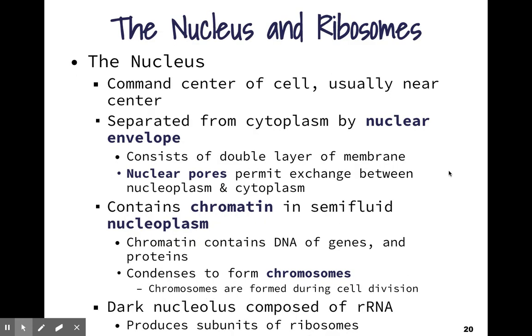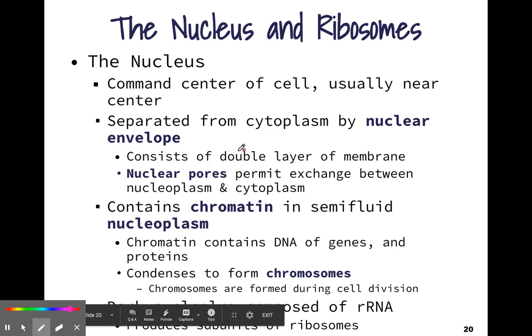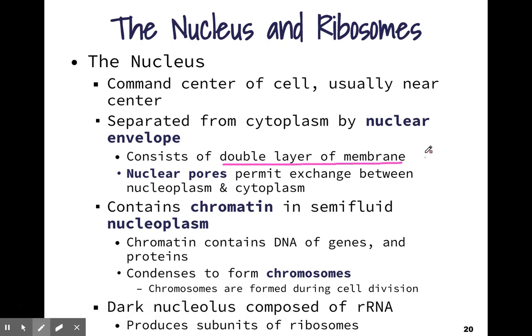All right, let's take a look at the nucleus and the ribosomes. The nucleus, as we know, is the command center of the cell. It's usually near the center. So make sure you can say that, nucleus. One more time, nucleus. Okay, good. It's separated from the cytoplasm by a nuclear envelope. It consists of a double layer membrane. Okay, notice here, double layer. So the outside of the nucleus is a double layer. So it's made up of, you guessed it, a phospholipid bilayer.